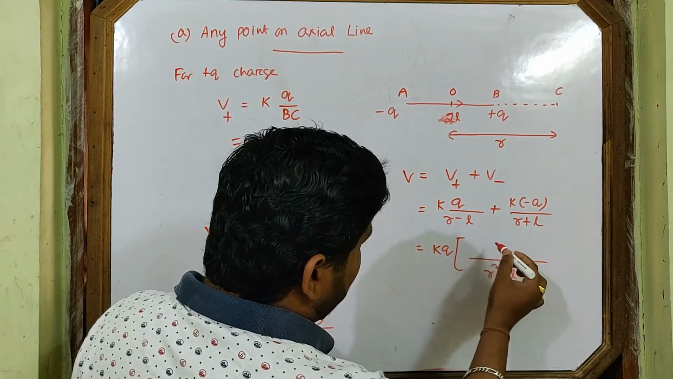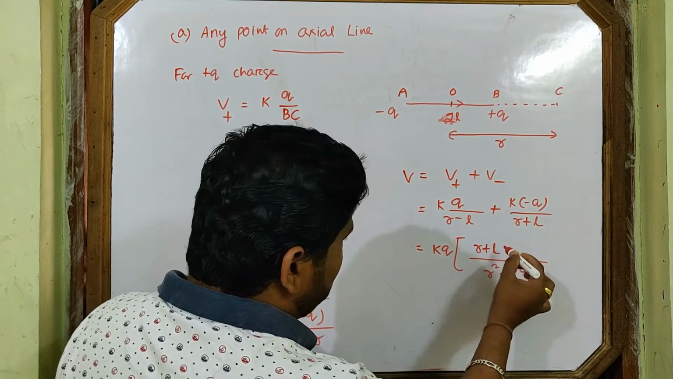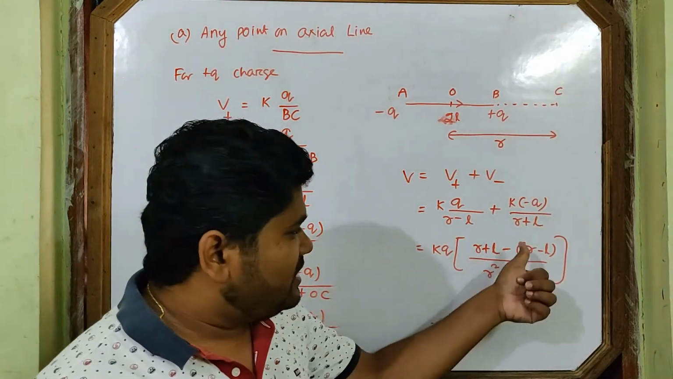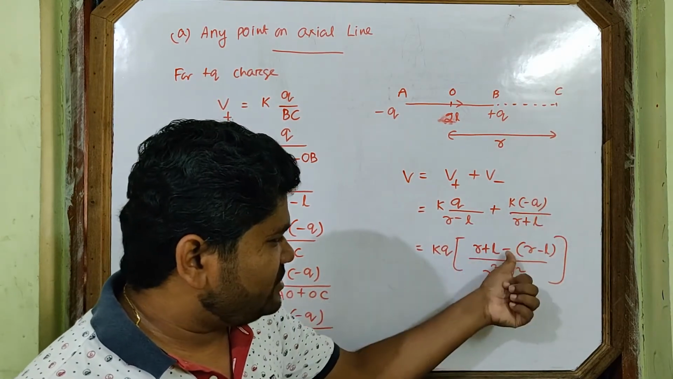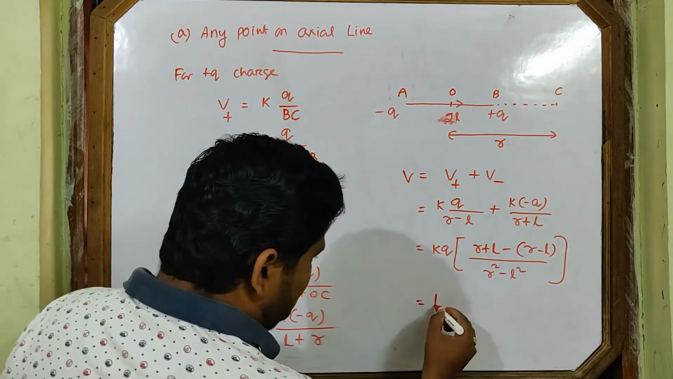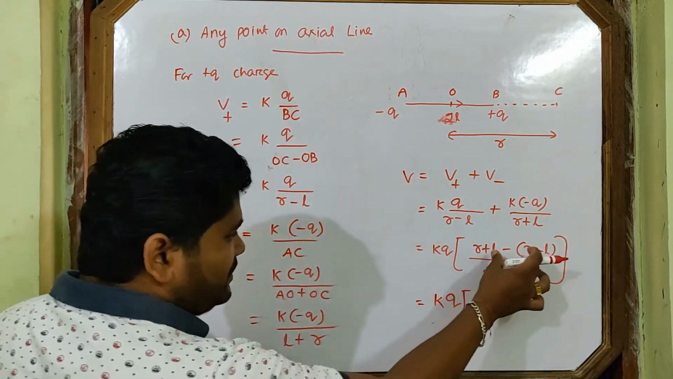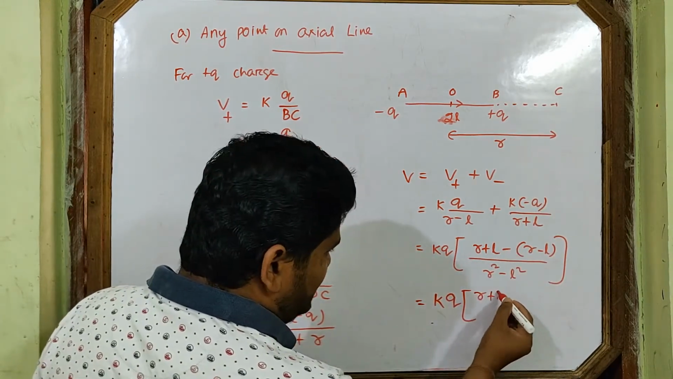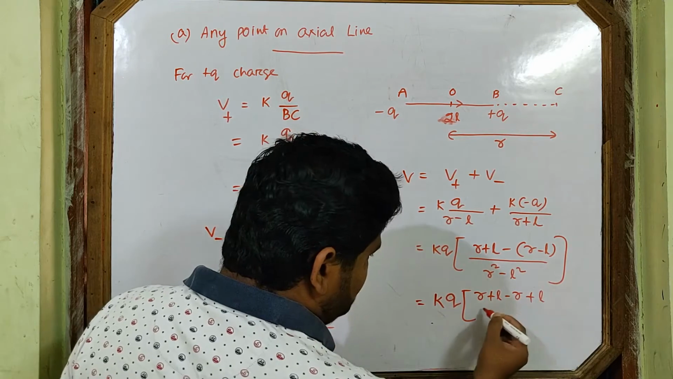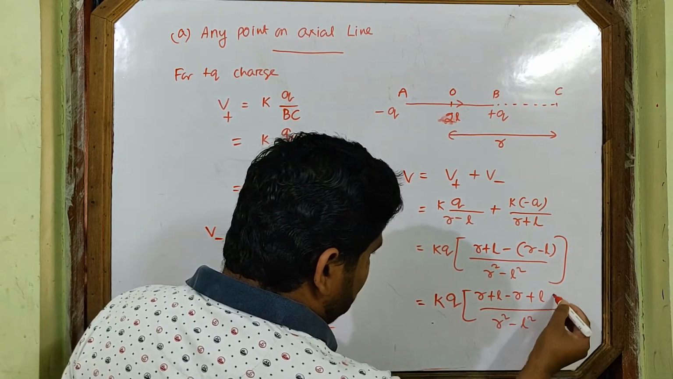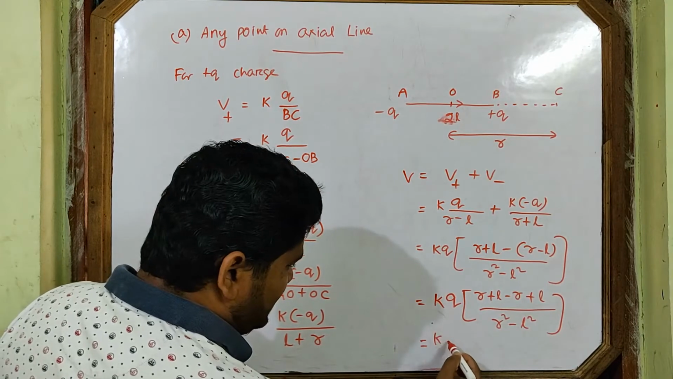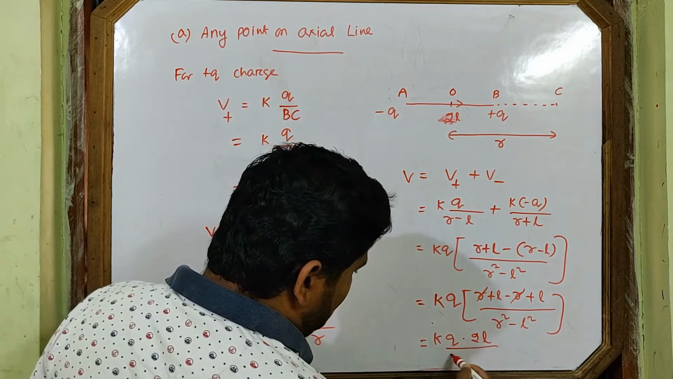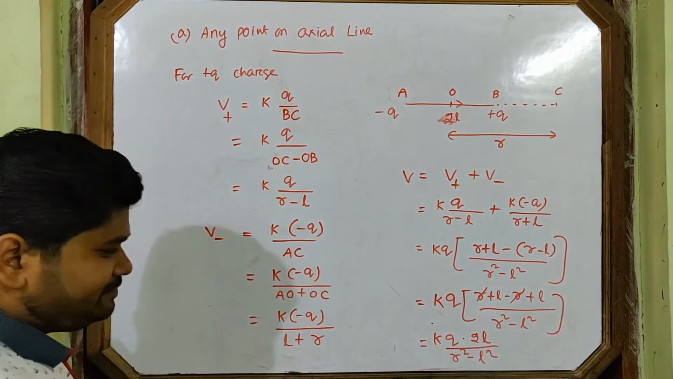Then this is KQ, then it is R plus L minus R minus L. I take the LCM, okay, then this R plus L, then this R minus L, but here is one minus sign. So what is coming here? KQ. If I open the bracket, this R and R will cancel, minus will become plus. Okay, I am doing one more step for you to understand easily. R square minus L square. Then it is coming KQ, R cancel, it is 2L by R square minus L square.